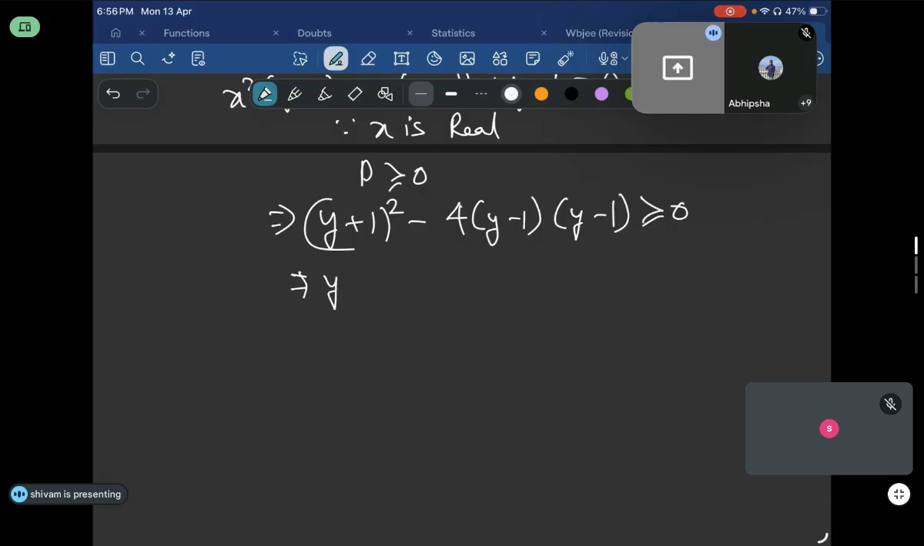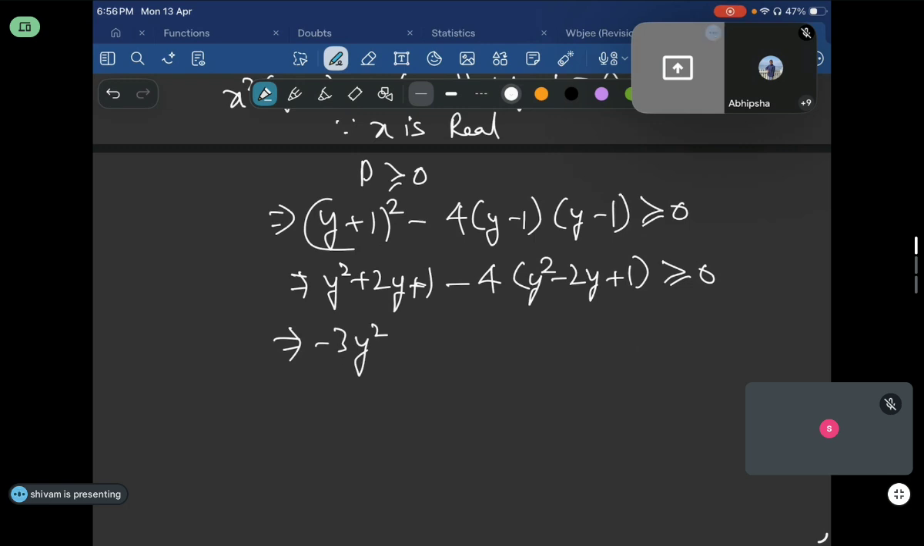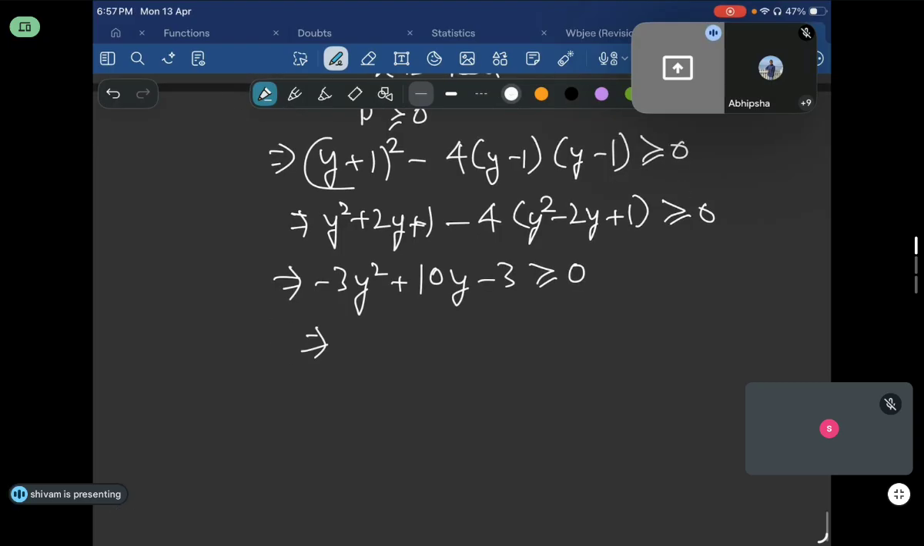This implies y square plus 2y plus 1 minus 4 into (y square minus 2y plus 1) is greater than or equal to 0. This implies minus 3y square plus 10y minus 3 is greater than or equal to 0. Multiplying by minus 1, we'll get 3y square minus 10y plus 3 is less than or equal to 0. Tell me.